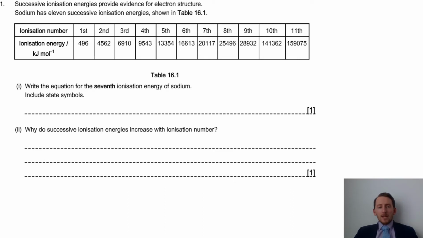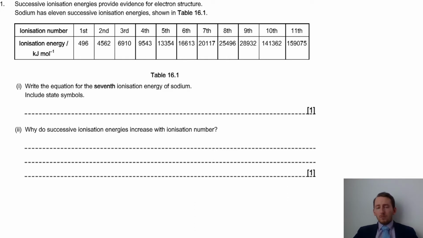First question we have is to write the equation for the 7th ionization energy of sodium, include state symbols. Now normally it's just asked to write the first one. It isn't quite common, but in theory they could ask you whatever ionization energy they like for that particular element.